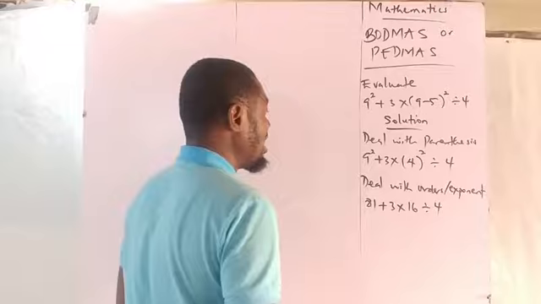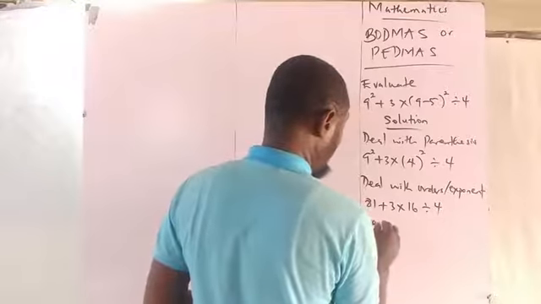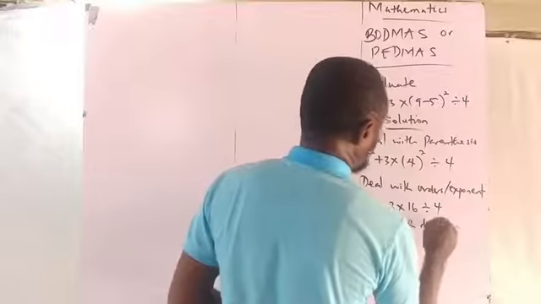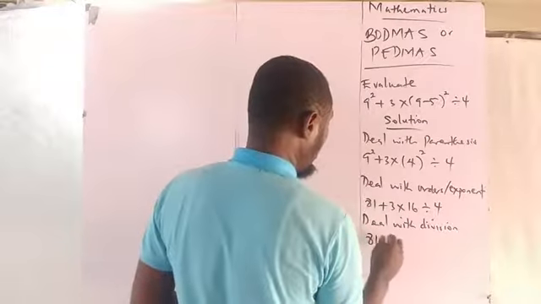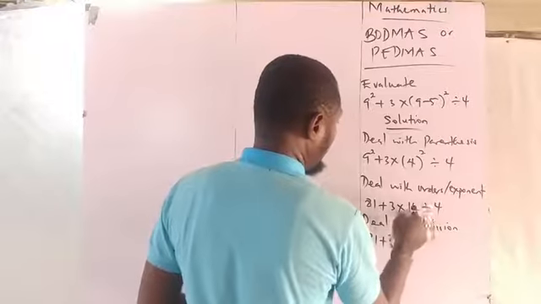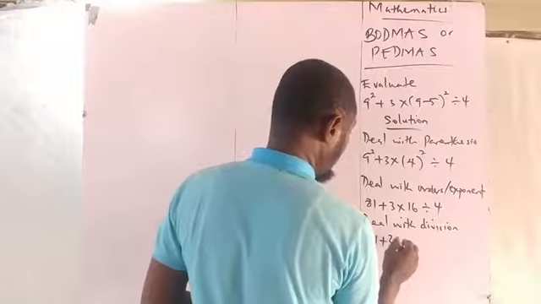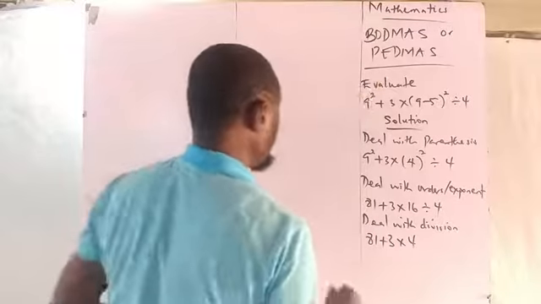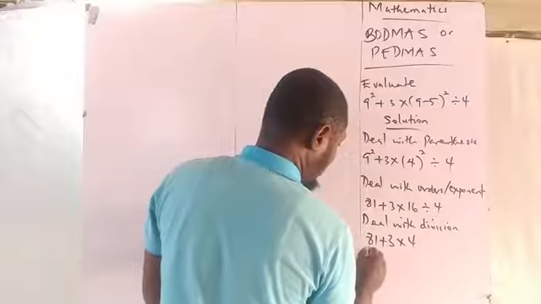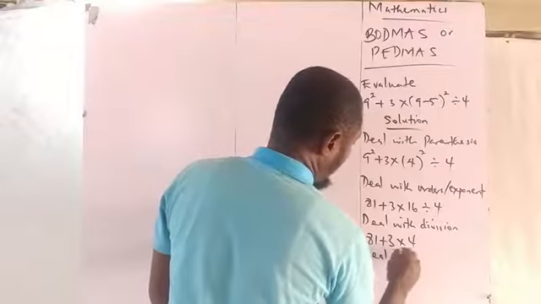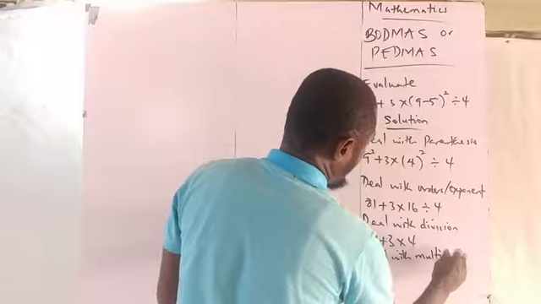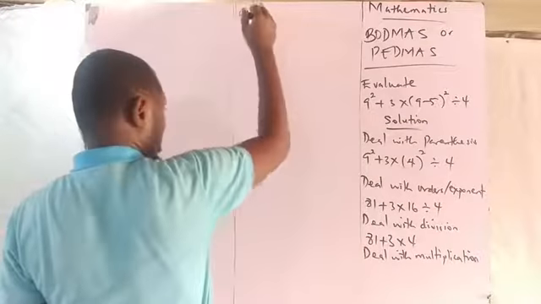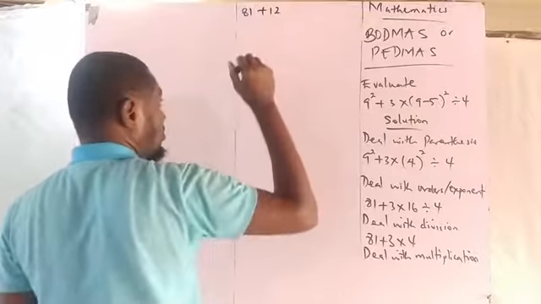Now what follows according to BODMAS? Division. So deal with division now. So that will be 81 plus 3. Divide this by that, you have 4 times 4. Then what follows? Multiplication. Deal with multiplication. Multiplication will give us 81 plus 12.